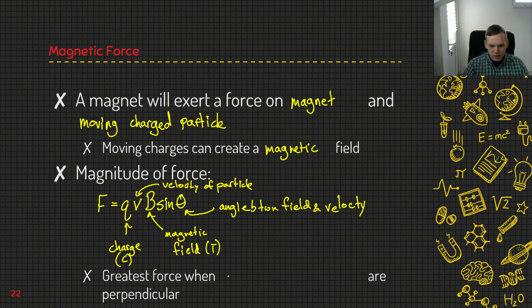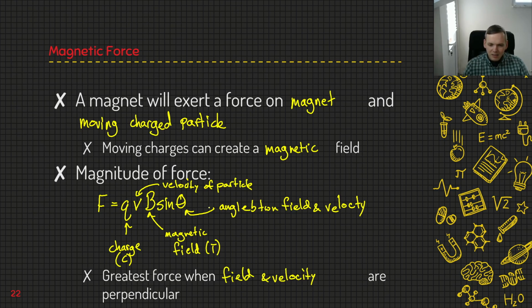So you'll notice that this is greatest when the field and velocity are perpendicular. So if the field is pointed this way and the velocity is pointed up, then that's a 90-degree angle between them, and sine 90 is 1. Any other angle that they're at will have a smaller value up until, if they're pointed in the same direction, sine of 0, or sine of 180 if they're in opposite directions, is 0.